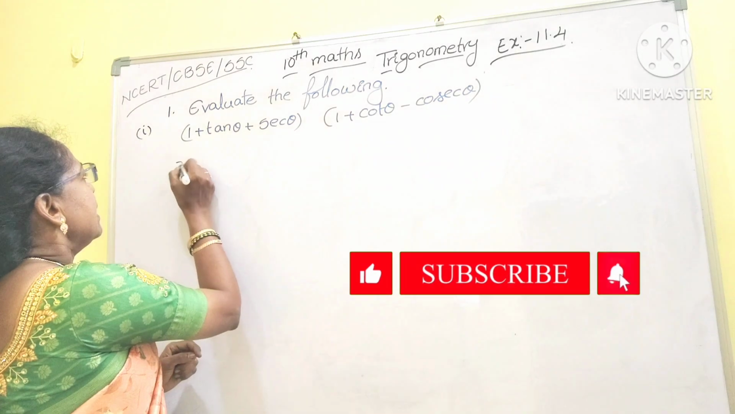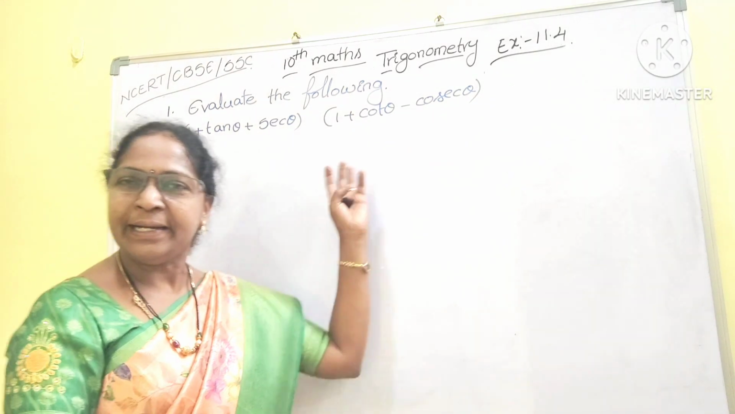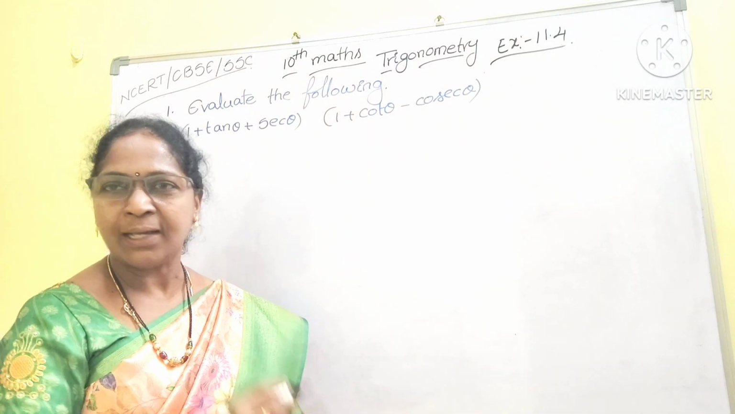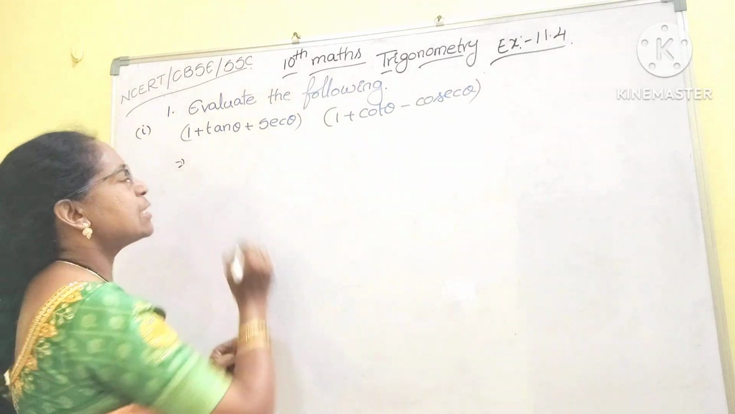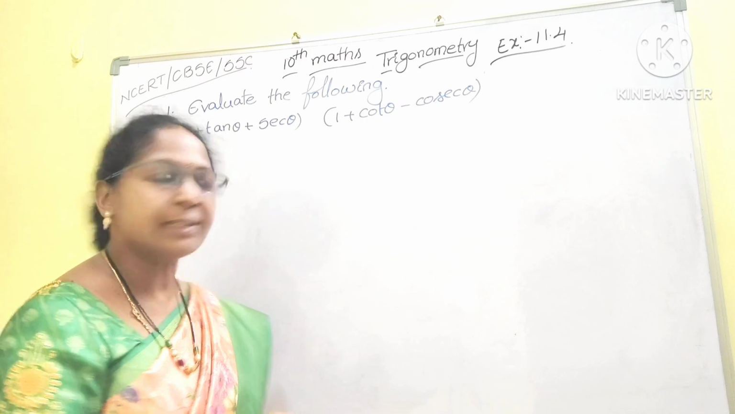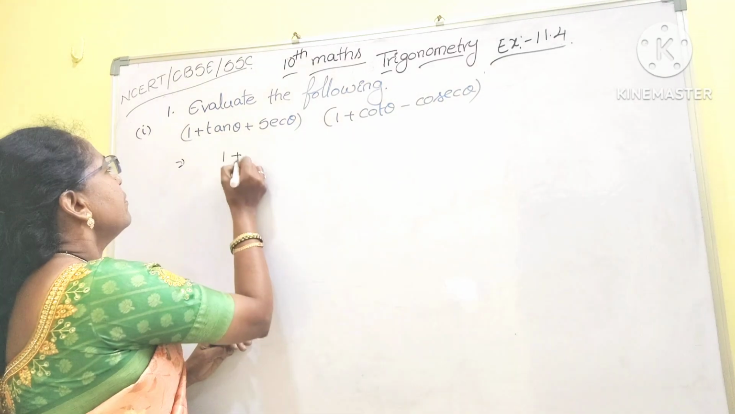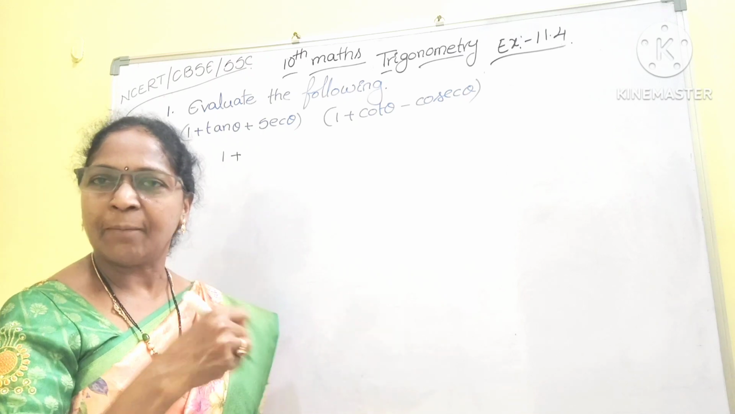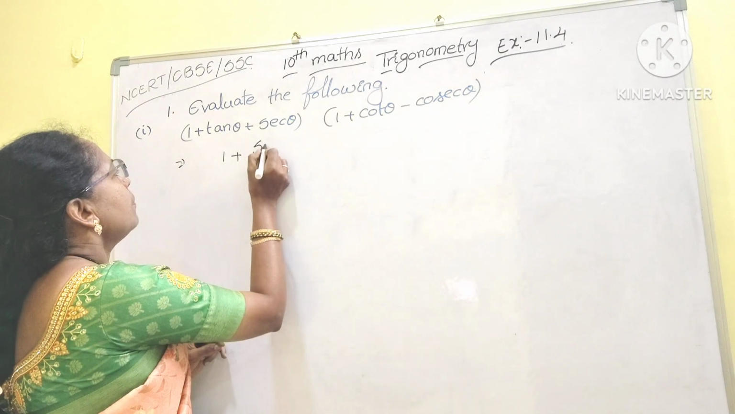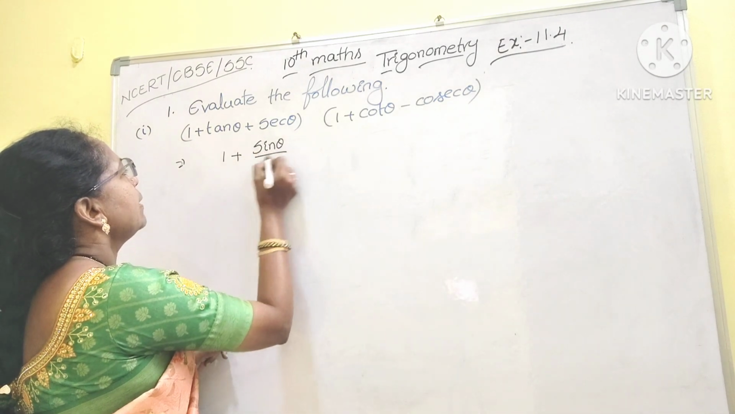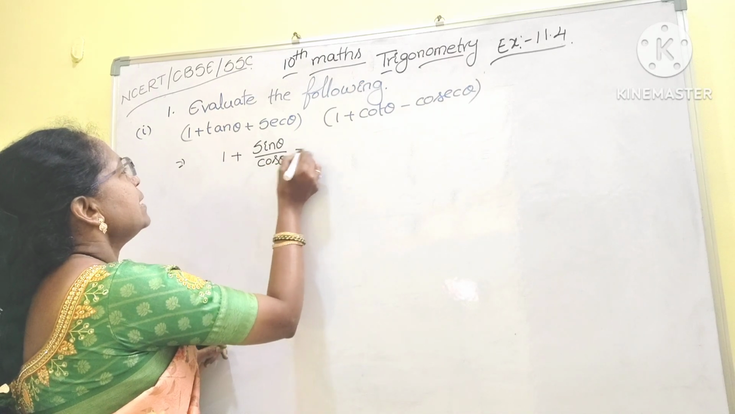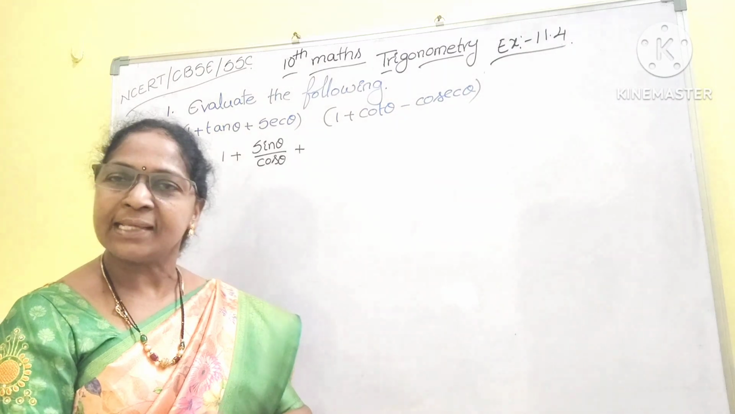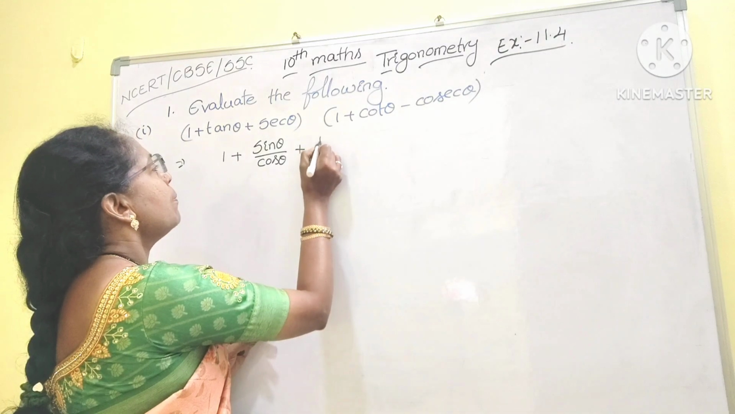Here, just write these values in terms of sin and cos. Always try to reduce the steps and find the answer. So 1 plus tan theta, which equals sin theta by cos theta, plus secant theta. Secant is the reciprocal of cos, so 1 by cos theta.